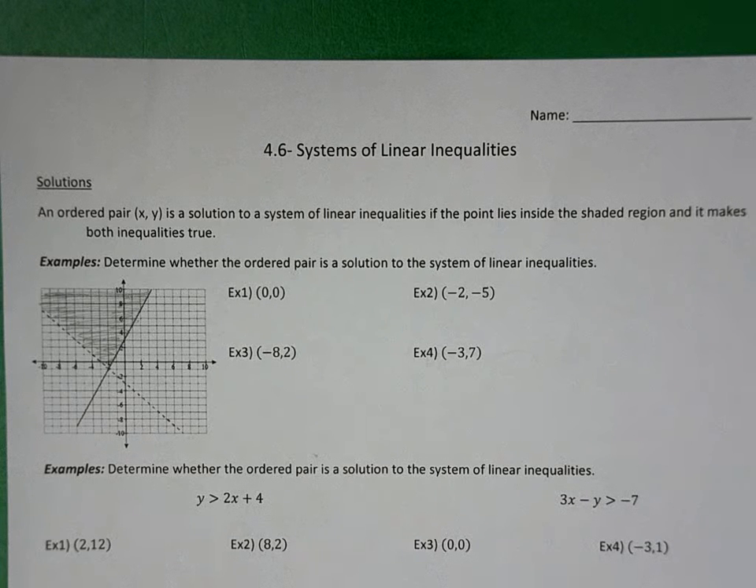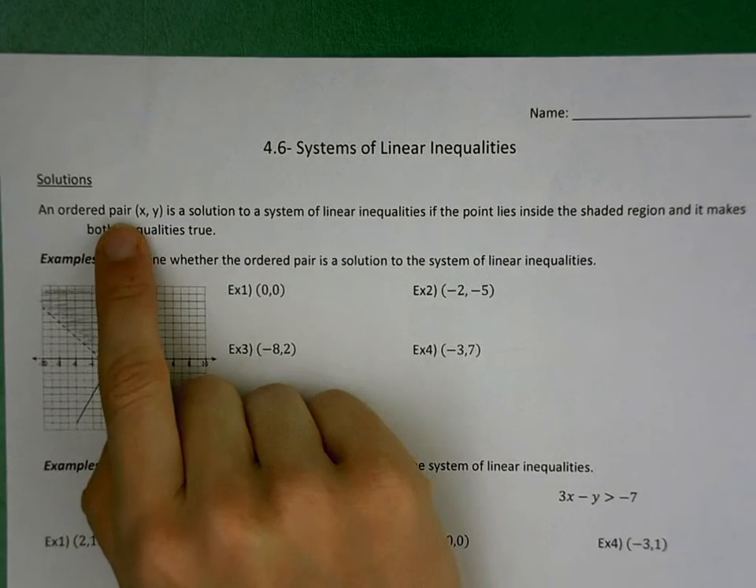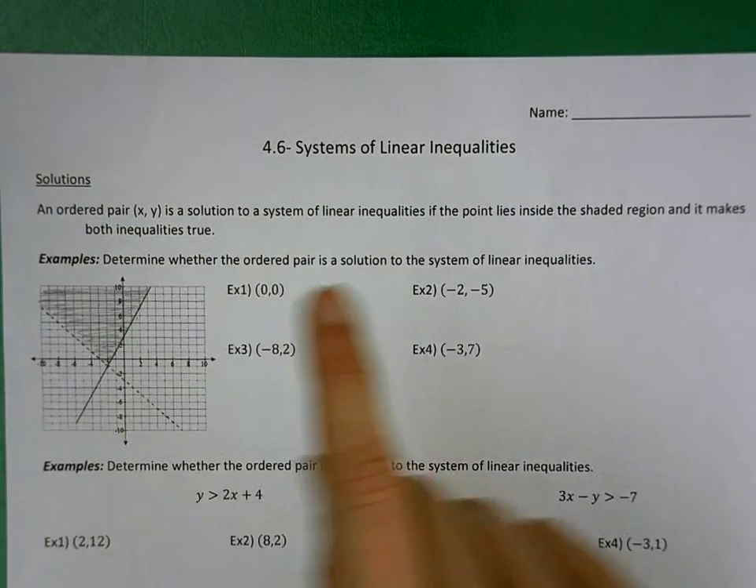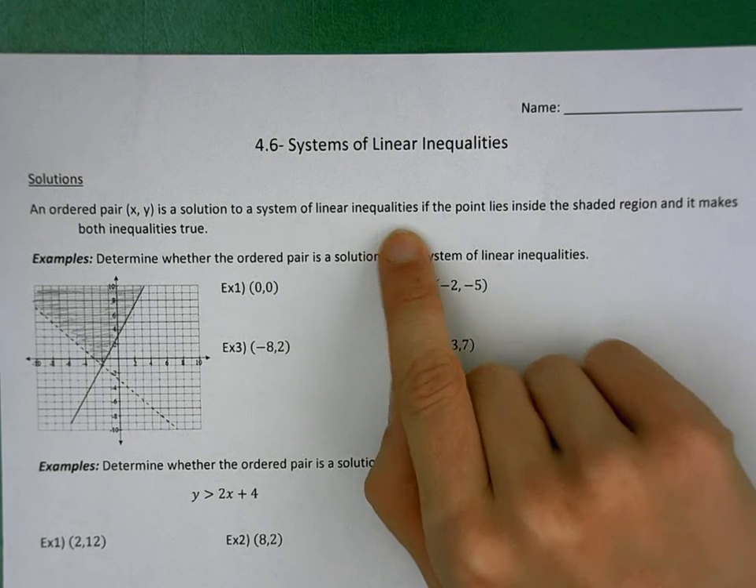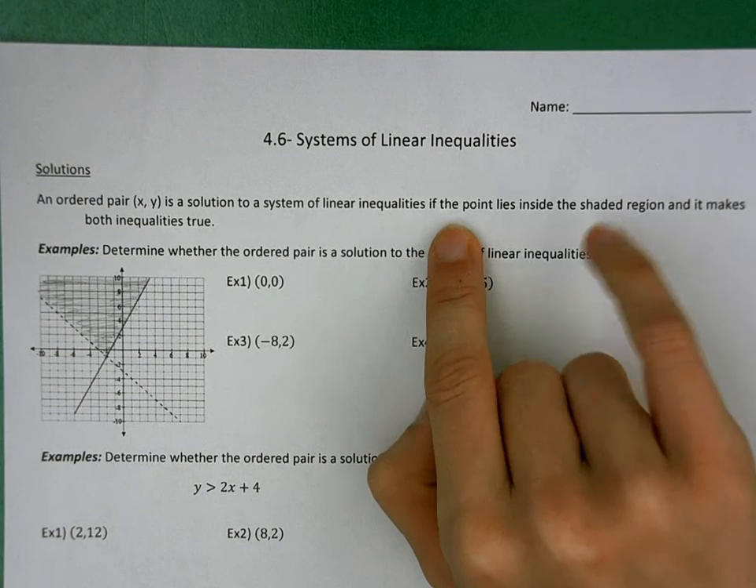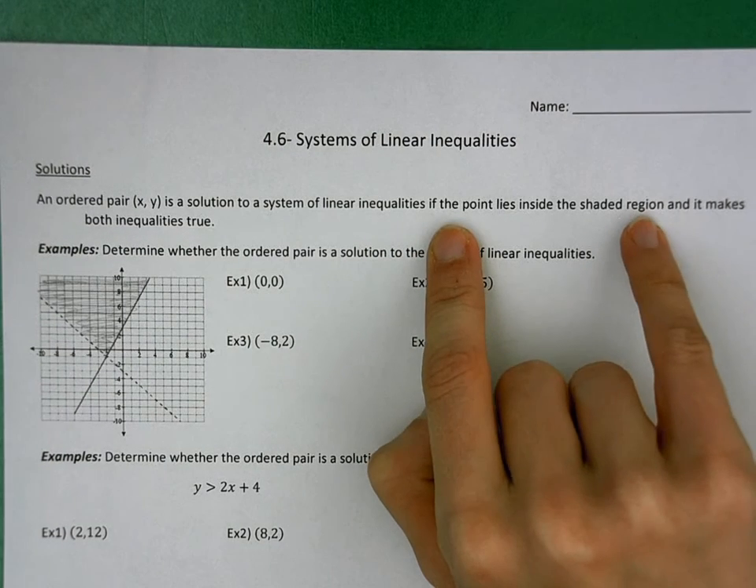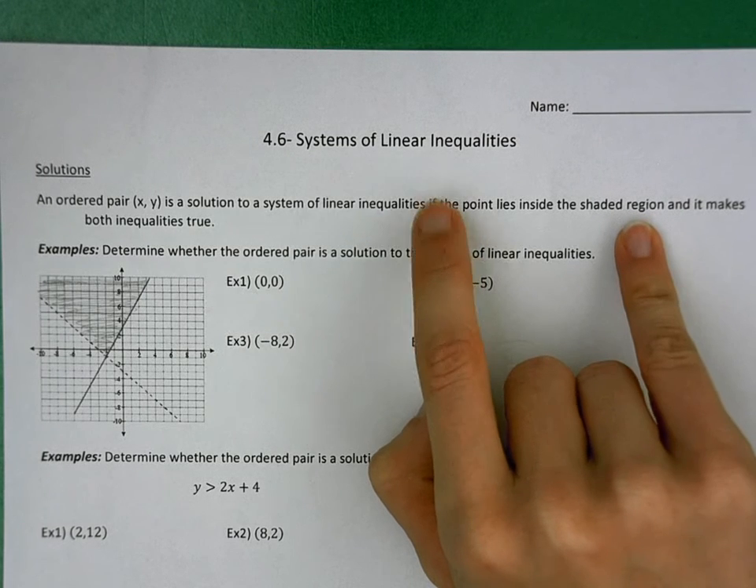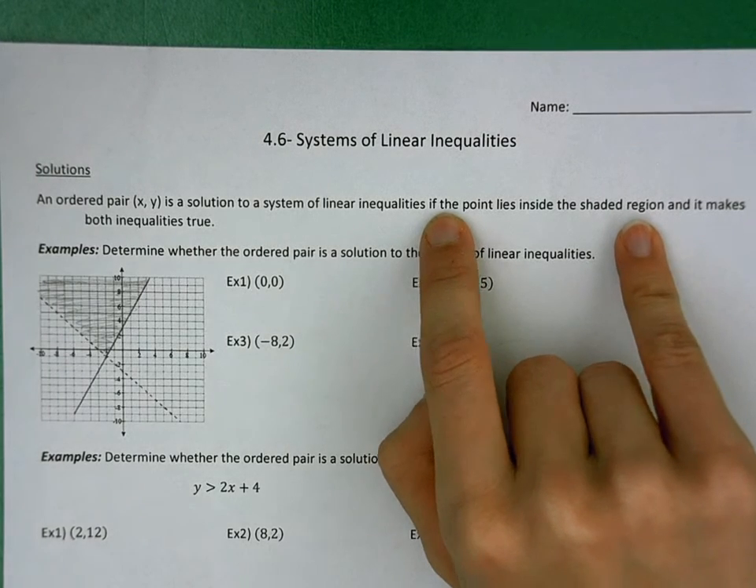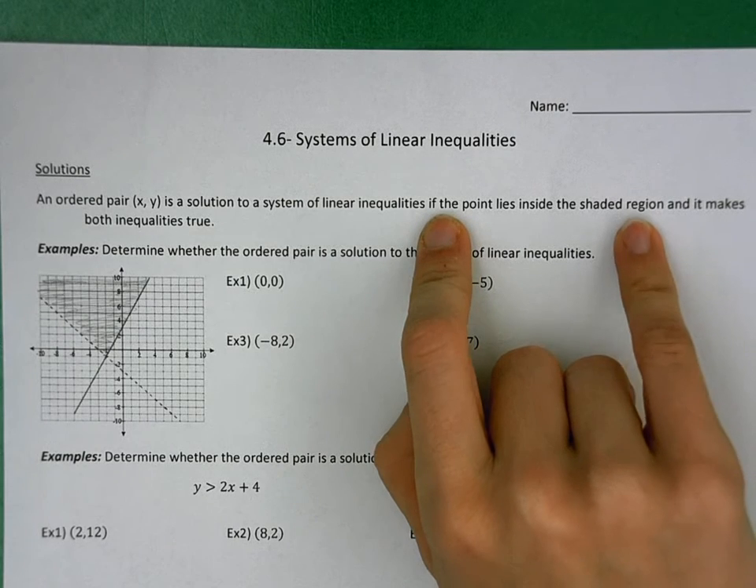Okay. The first section here, solutions, we're looking at the definition of a solution first of all, which says that an ordered pair is a solution to a system of linear inequalities if one of two things happens. First, if the point lies inside the shaded region, so this would be what you would use if you were looking at a graph, right? You'd be looking to see, is it in the shaded region? If so, cool, it's a solution.